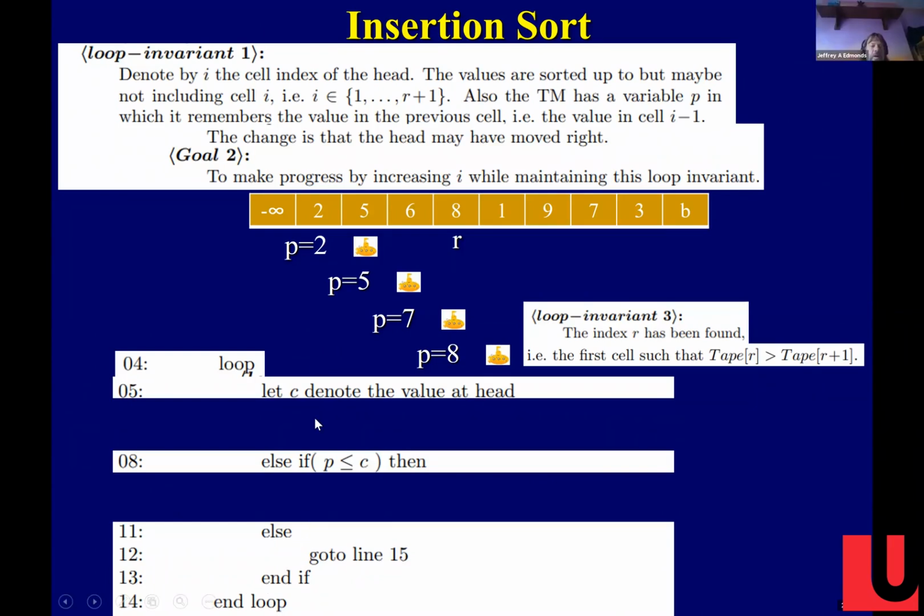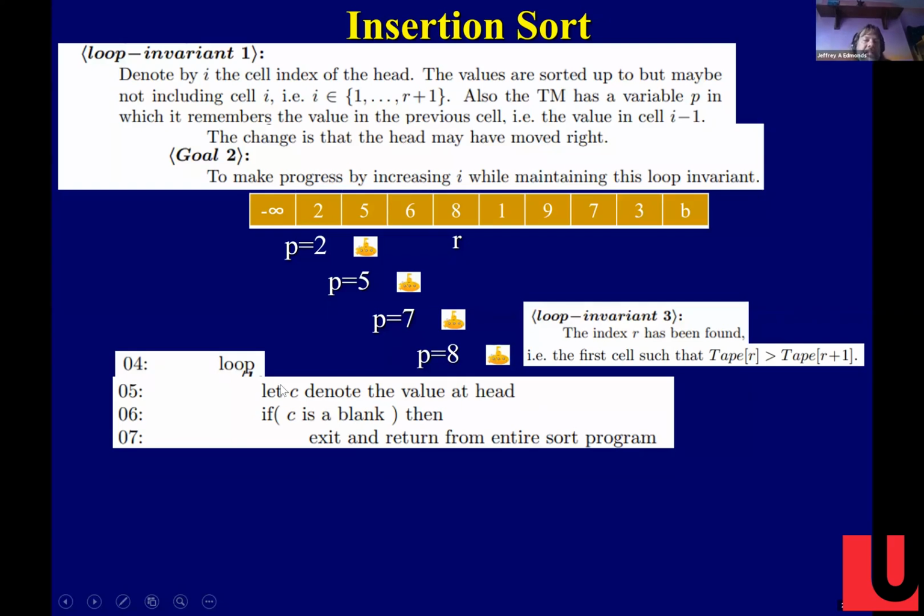Maybe I don't have two, but here, somebody else said, what happens if I'm running along here and C gets to be a blank? The head gets to be on a blank, right? That means that we've run through the whole list, and every consecutive pair was sorted. So the whole thing must be sorted, and so we stop the entire program, right?